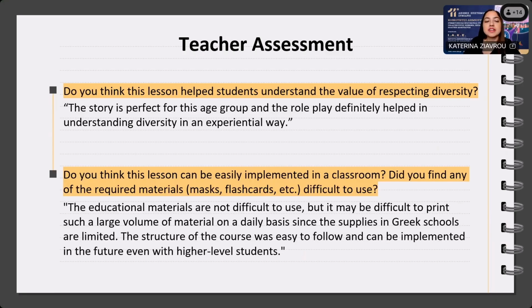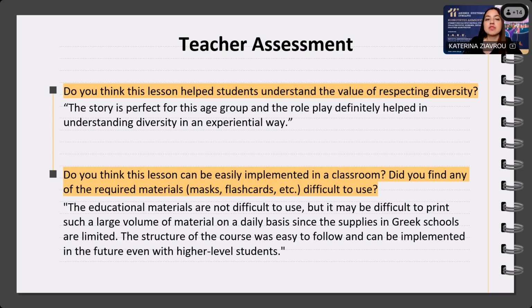Another question is, do you think this lesson can be easily implemented in the classroom? Did you find any of the required materials difficult to use? The response from the teacher was that the educational materials are not difficult to use, but it may be difficult to print such a large volume of materials on a daily basis, since the supplies in Greek schools are limited. The structure of the course was easy to follow and can be implemented in the future even with higher level students. From the responses, it is evident that this lesson can lead to the acquisition of skills for democratic culture, which was a key objective.